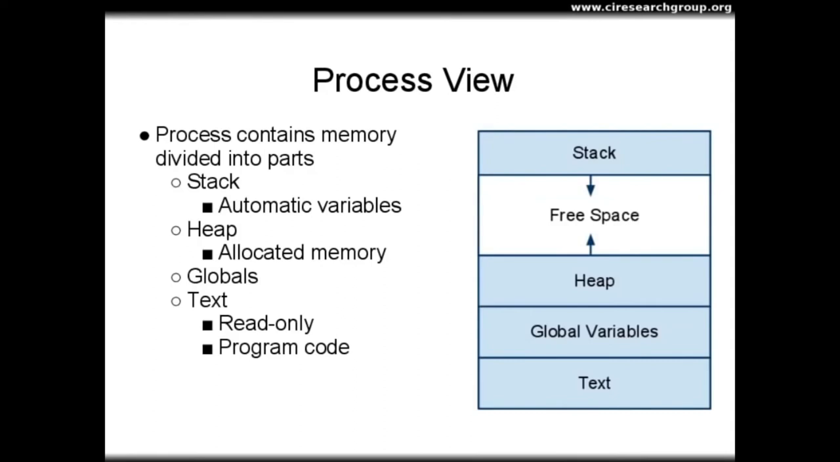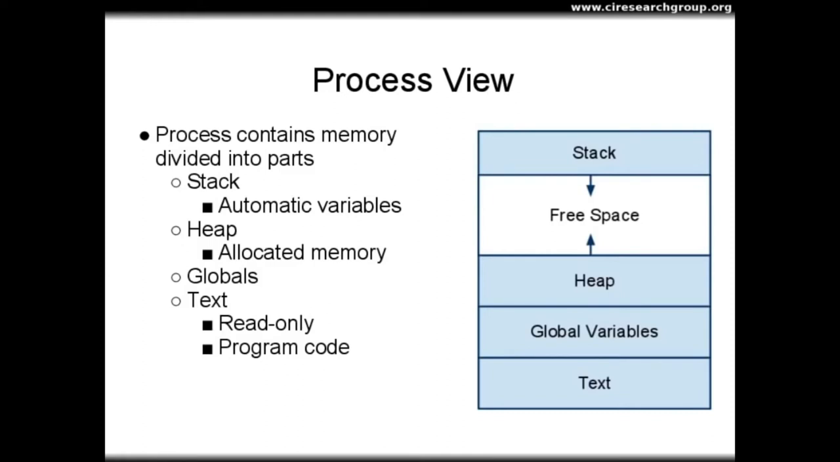Each process or running instance of a program on a system uses a different view of memory. Process memory is divided into several pieces: the stack, the heap, global variables, and the text segment. The stack is used to store automatic variables or variables that are local to functions in the C programming language. Space on the heap is manually allocated and deallocated by the programmer when writing C code using the functions malloc and free. Free space for extra data is located between the stack and the heap, and the stack and the heap grow toward one another.